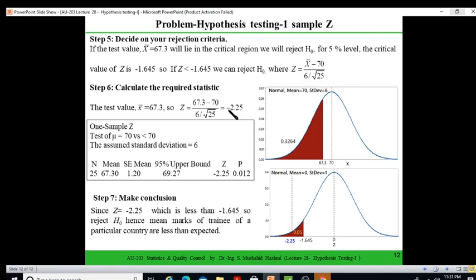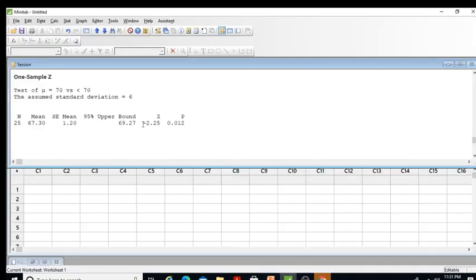Here the Z value is minus 2.25, that is estimated from this Minitab, and you can see on the Minitab this Z value is minus 2.25. Or we will see in the p-value, which is less than 0.05, then it means you can reject your H naught in favor of the alternative hypothesis, and you can decide here, based on this sample evidence, that your mean value is not 70, it is less than 70.